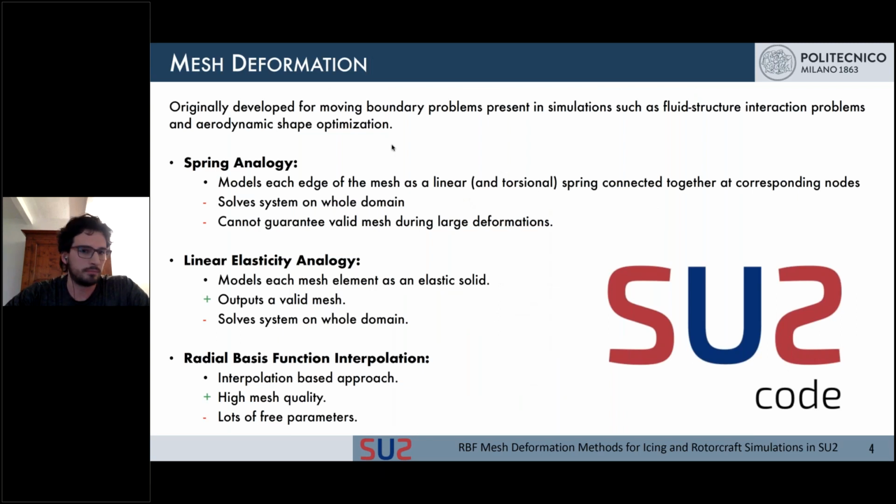And some history in mesh deformation. There are a lot of methods to approach this problem. The oldest one is the spring analogy, where we can have just linear methods, or we can add torsional springs, so we can get any kind of deformation that we want. And then there's the linear elasticity analogy that was actually already implemented in SU2. And our third option is an interpolation-based approach based on radial basis functions. That is what we're going to see now.